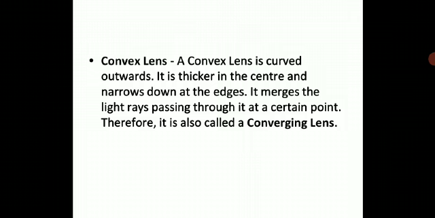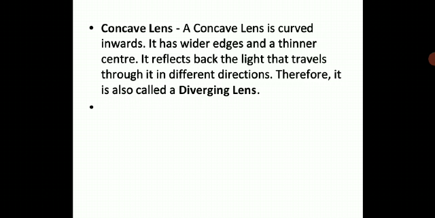Let us see the concave lens. A concave lens is curved inwards. It has wider edges and a thinner center. It reflects back the light that travels through it in different directions. Therefore, it is also called a diverging lens. So, it is just the reverse of the convex lens, where it is curved inward, and the edges over here are wider.